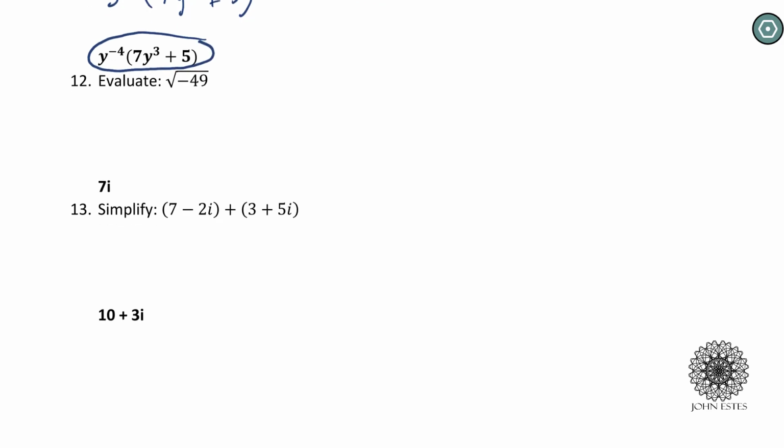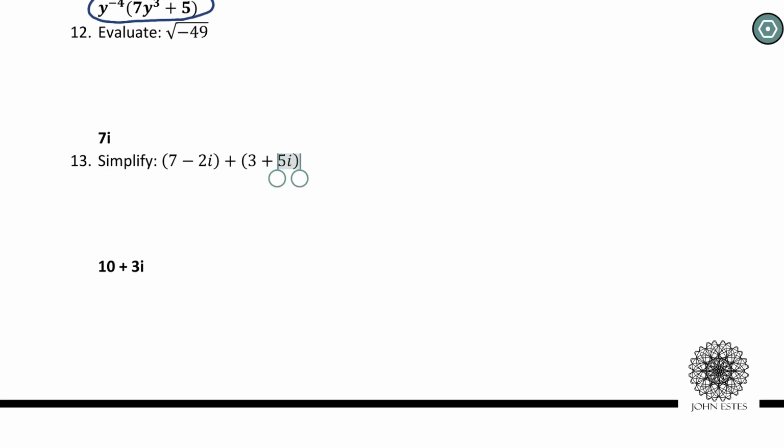Alright, we're going to move on to some complex numbers. So number 12, I want to evaluate the square root of negative 49. And remember, the trick with these is that the square root of negative 1 is the value i. Another thing you're going to need to know is that i squared is the square root of negative 1 squared, which results in a negative 1. That's not a real number because normally anything squared is positive.